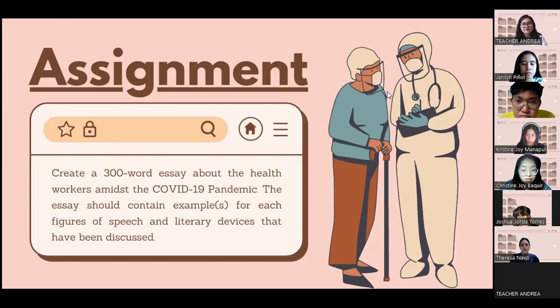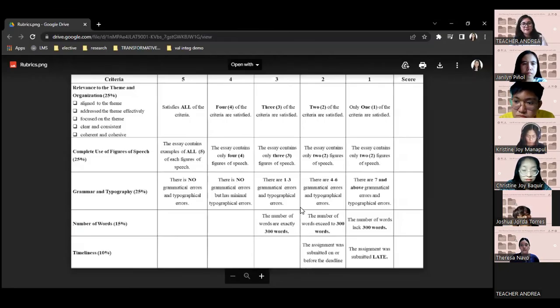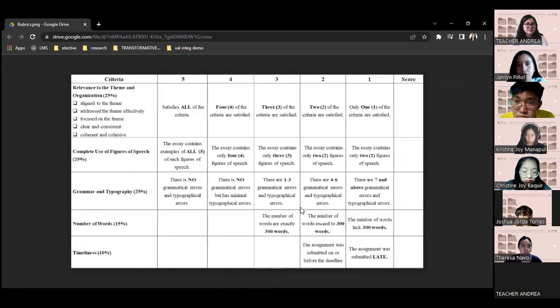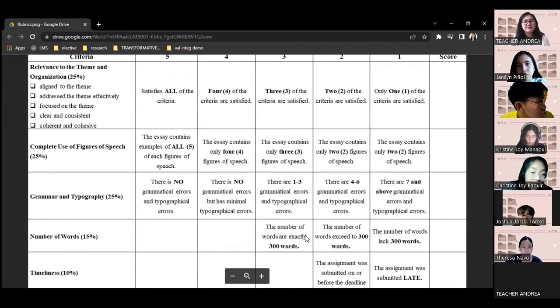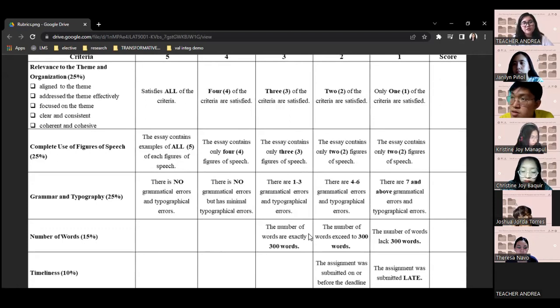So to guide you in writing your essay, I have sent the link for our rubric. So we have here relevance to the theme and organization. Complete use of figures of speech, so at least one will do, and grammar and typography, no grammatical errors and no typography errors, so you have to be careful in typing your essays. And you have number of words, so it should be not less than 300. If it would exceed, it's still good according to our rubrics. But if it's less, then you have a deduction. And in timeliness, you have to submit the assignment next meeting when we have our next session.